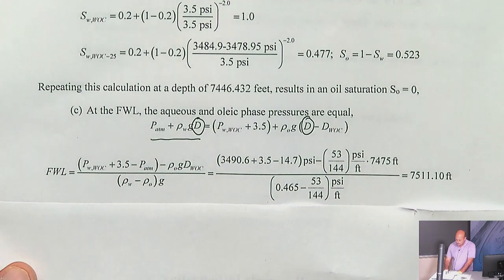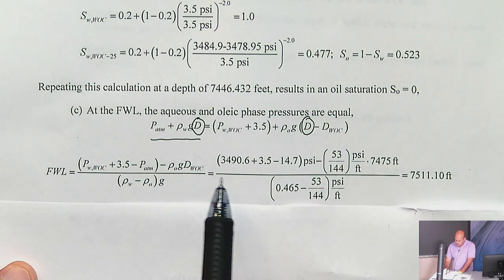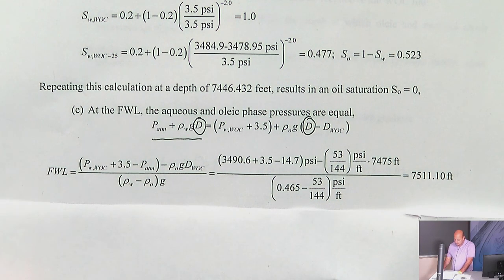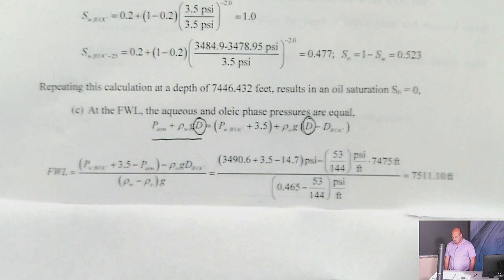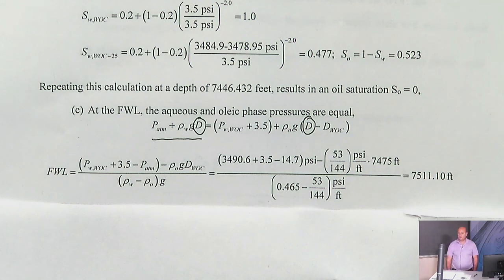The way I did that is I put that in and solved it, and I got 7511.1 feet. That's going to be below the water oil contact line. Had I gotten something more shallow than the water oil contact line, I would know that I was wrong. And had I gotten something a whole lot deeper, I probably would have been concerned. And this is only about 35 feet below the water oil contact line. If it was hundreds or thousands of feet, then I would probably think I did something wrong.